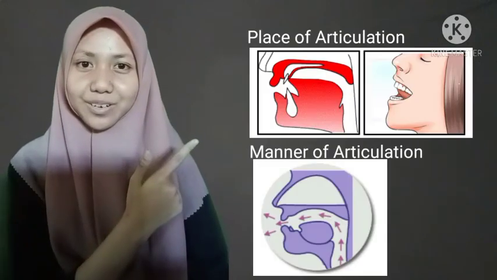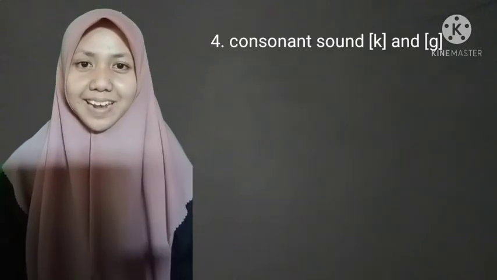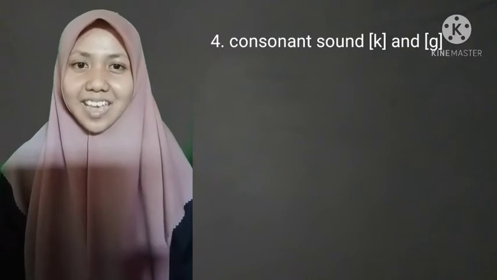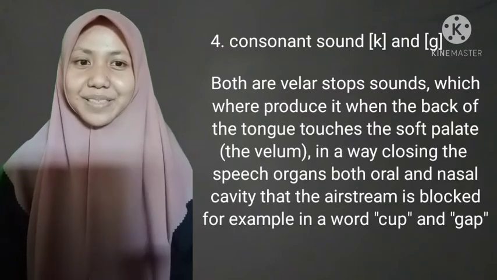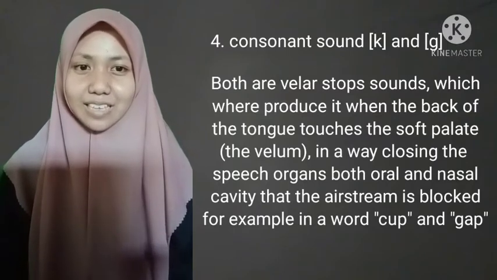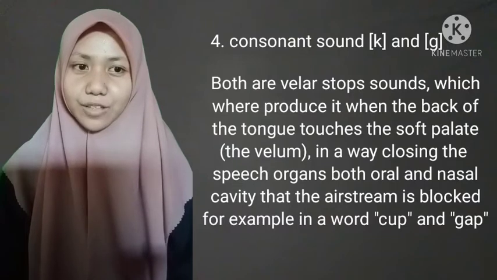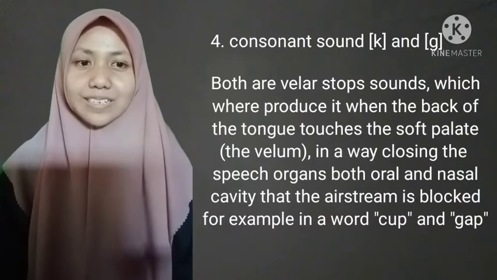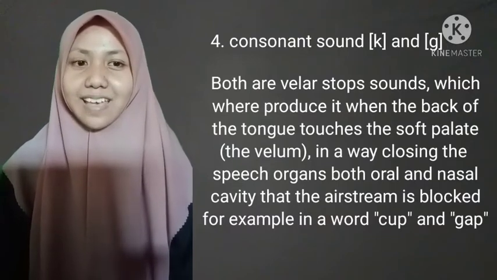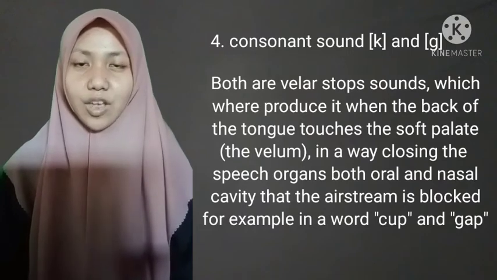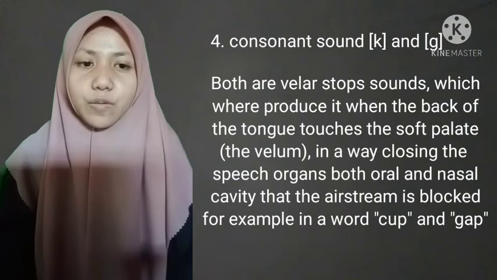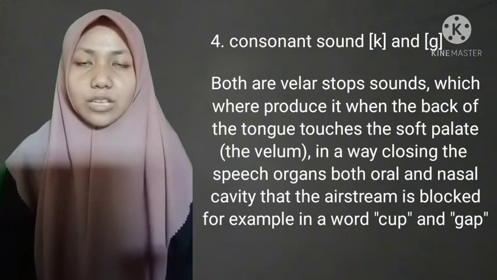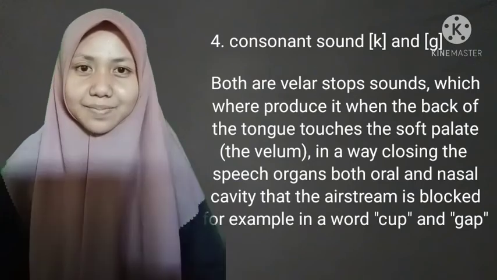Like that picture. 4. For the sounds K and G, both are velar stops or plosive sounds, which are produced when the back of the tongue touches the soft palate or the velum, in a way that closes the speech organs, both oral and nasal cavity, so that the air stream is blocked. For example, in the word cup and in the word cap.